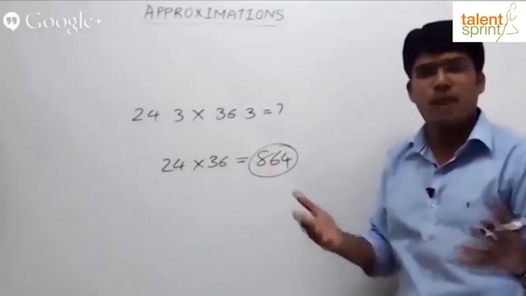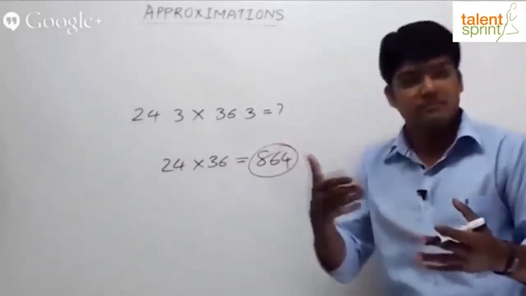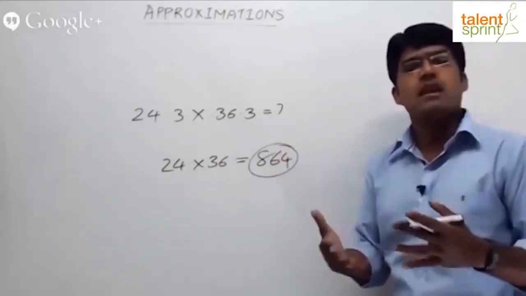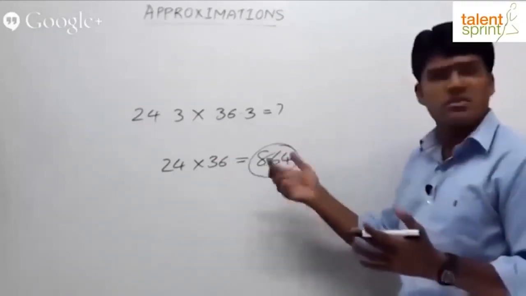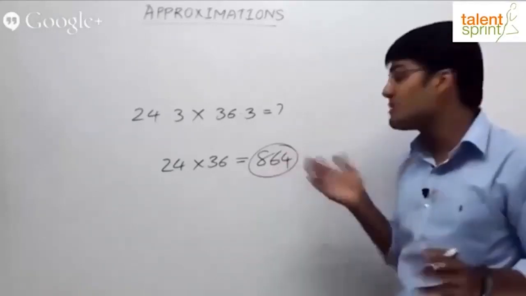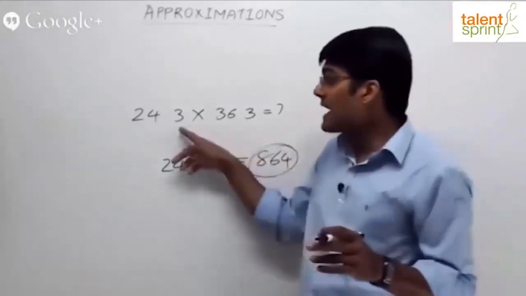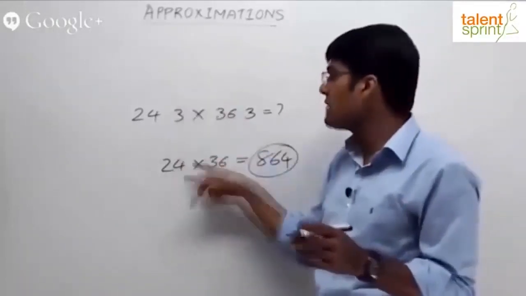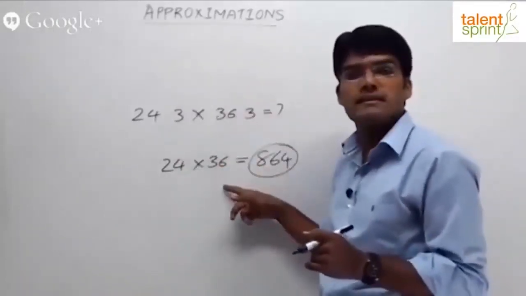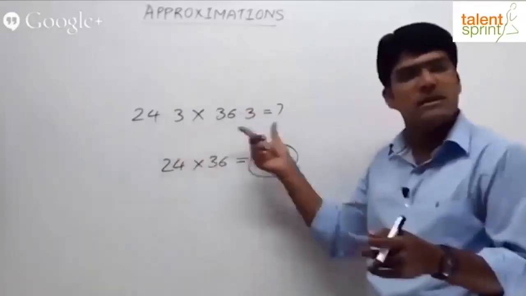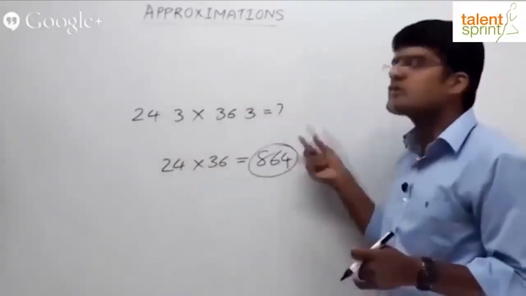Based on the options again. If the options are close, you'll have to go for the precise calculation. If the options are not too close, then whichever is close to 864 can be taken as the answer. Obviously, the answer should be more than 864. Why does it have to be more than 864? Because the actual values are more. 24.3 is more than 24. 36.3 is more than 36. So when you multiply two larger values, obviously the product will also be larger. So the answer has to be more than 864.